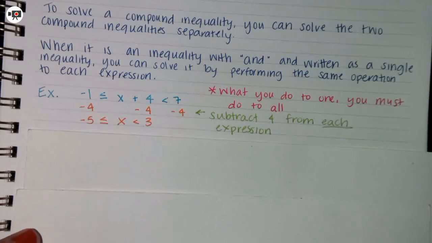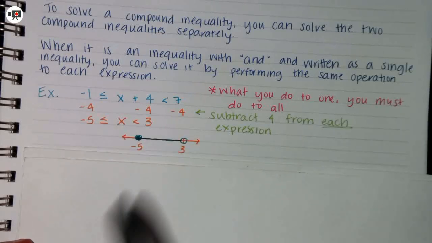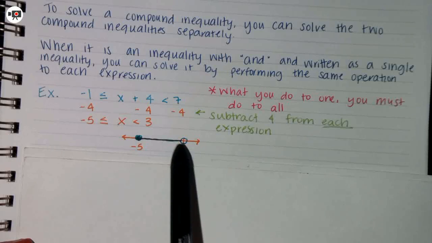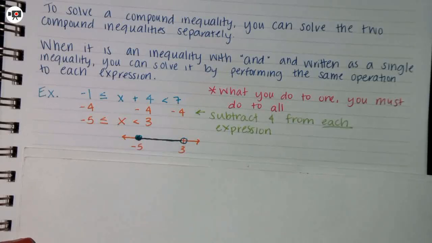And then we get -5 is less than x, which is less than 3. And if I were to graph that, I would have -5 and 3, and my graph would be in the middle part here.